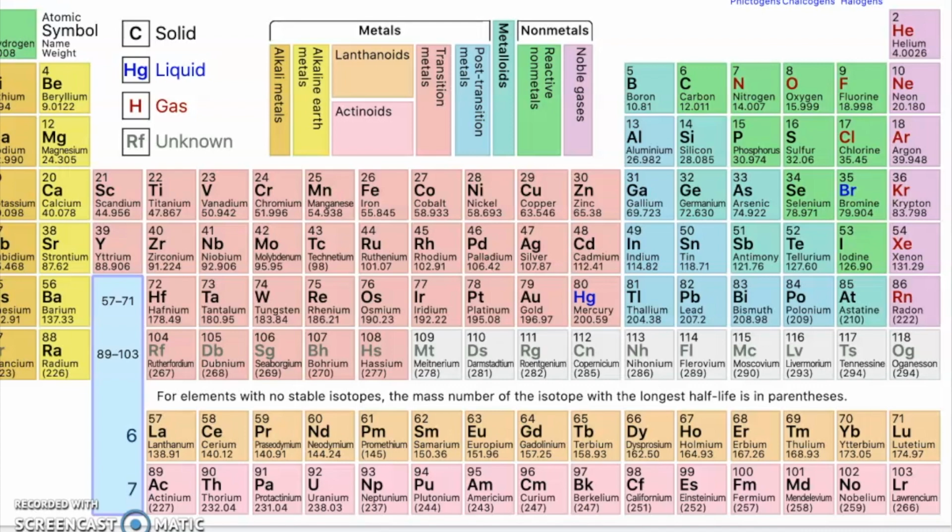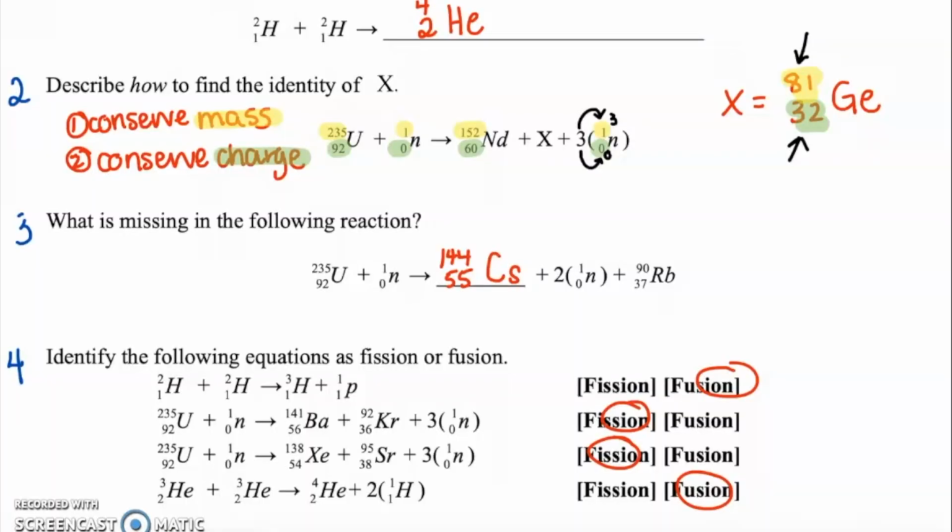So I came on over to my periodic table and I looked for the element that had 32 as its atomic number. That element is germanium, Ge, with an atomic number 32. And that is how I determined that X must be germanium 81, 32.